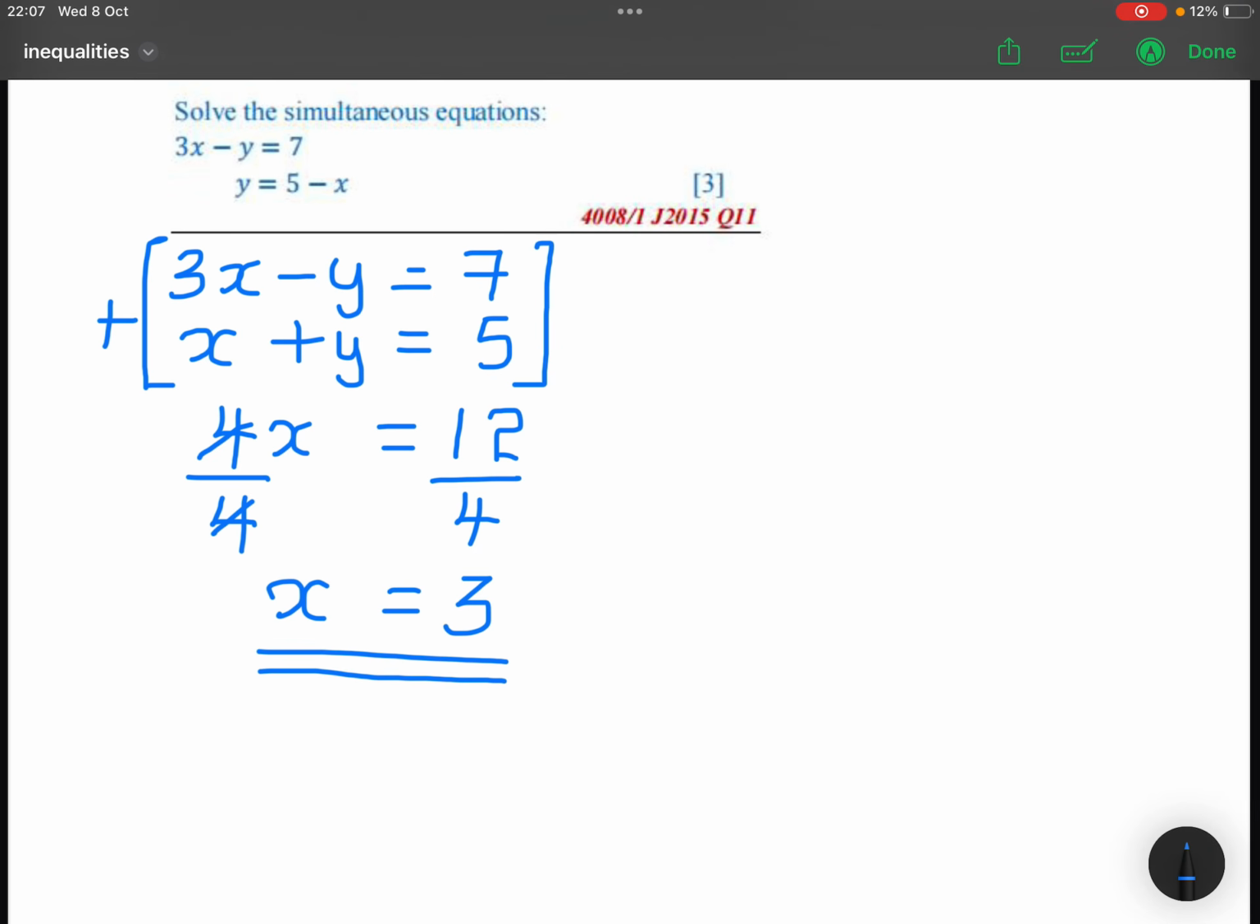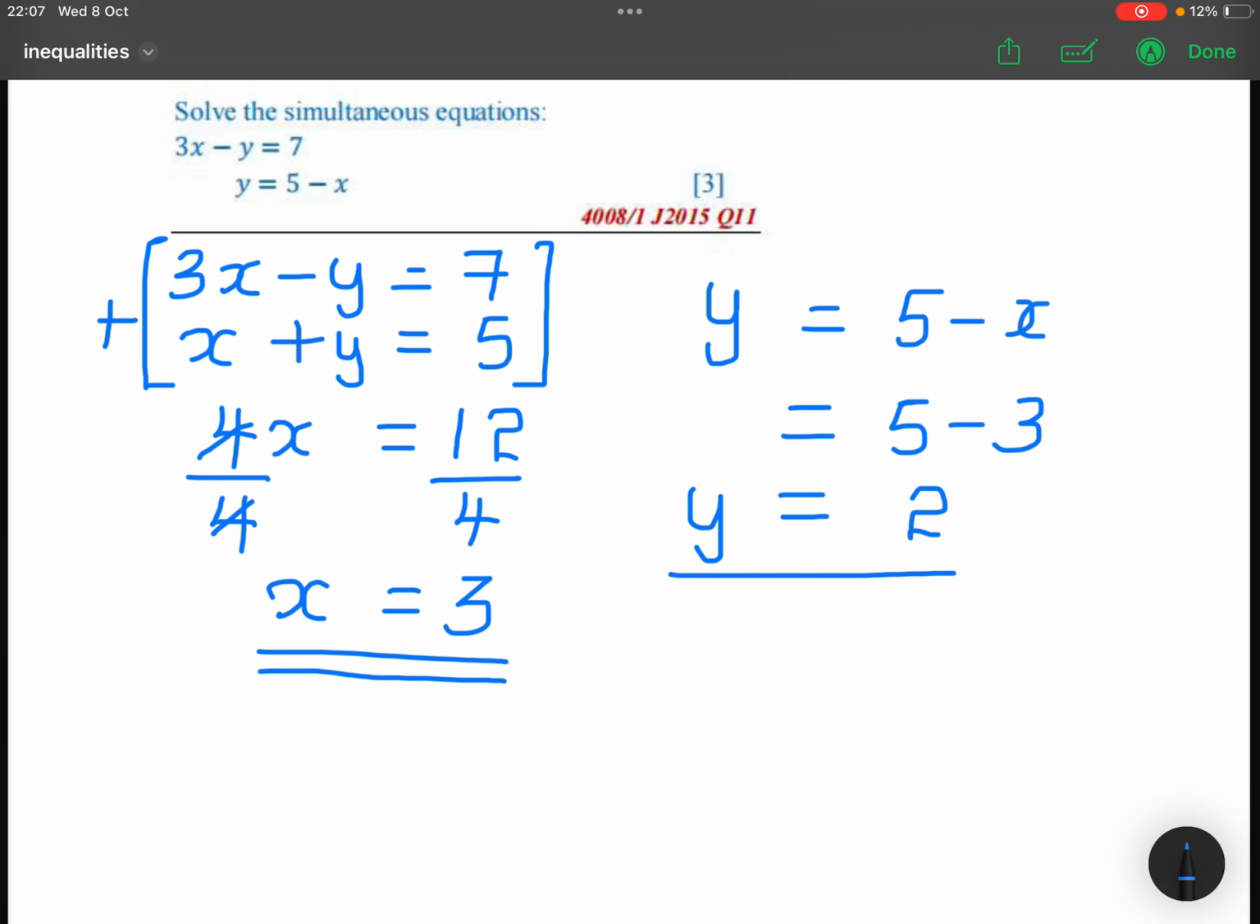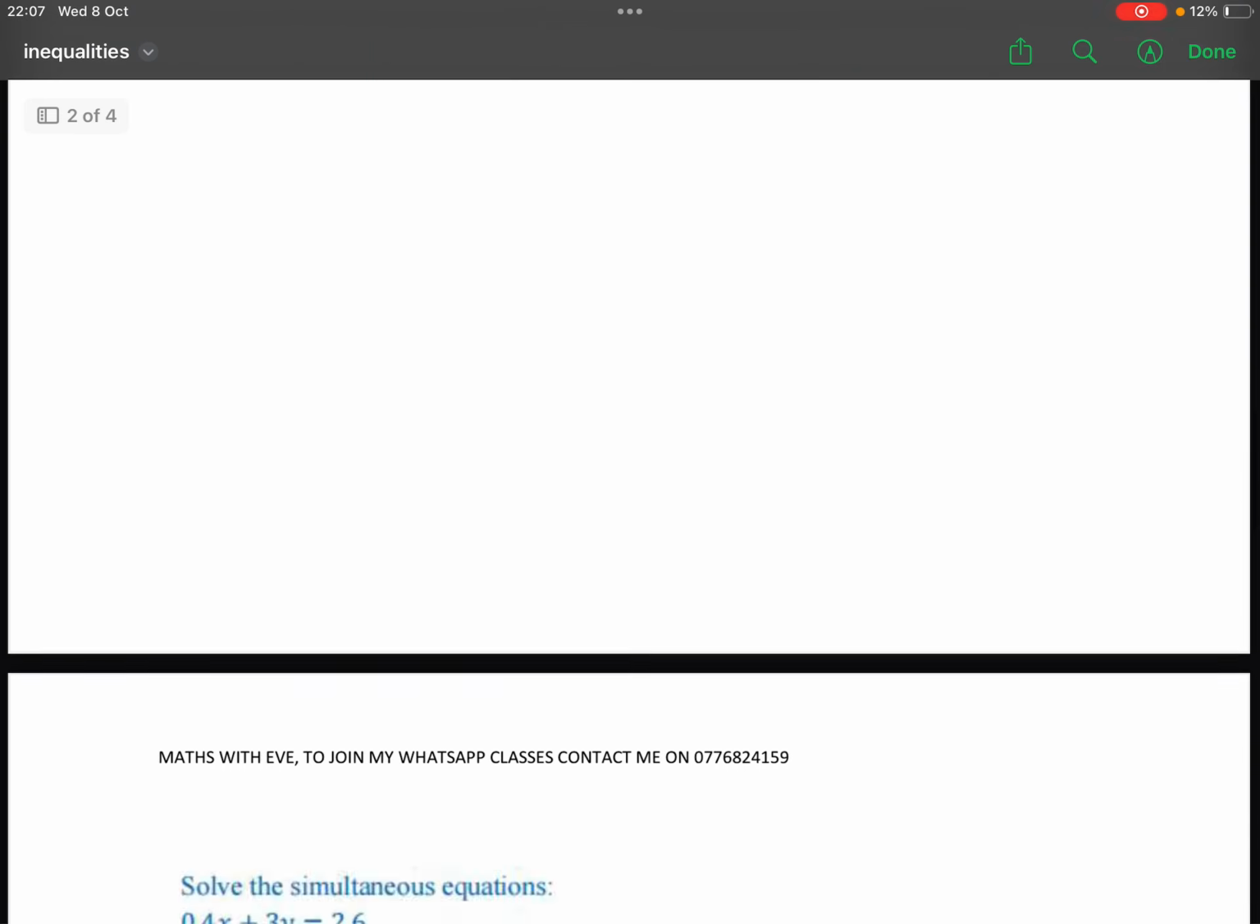And then after that, we can substitute in any of the equations. So we are having our second equation, which is saying y is equal to 5 minus x. We substitute 3 on x, so that y is equal to 5 minus 3. So 5 minus 3, it is 2. So it implies that the value of y is equal to positive 2. For you to get the 3 marks, you're supposed to get x is 3 and y is 2. So that was all about the second example.